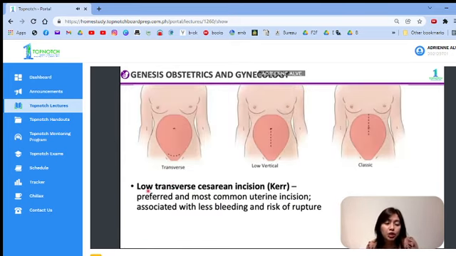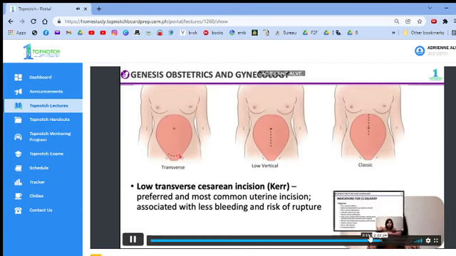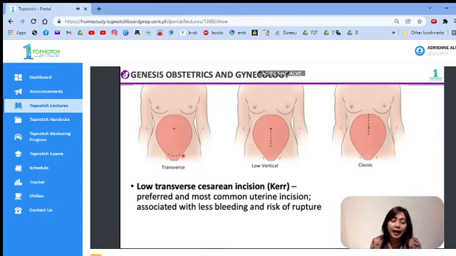Okay? So the most common is your low transverse cesarean section or your Kerr incision. This is the most preferred and the most common. We place a transverse scar along the lower uterine segment. This is associated with less bleeding and risk of rupture. So this is the most preferred for us. Okay? Imagine, guys, if we cut above the lower uterine segment, it is bloodier because the myometrium is thicker in this part.